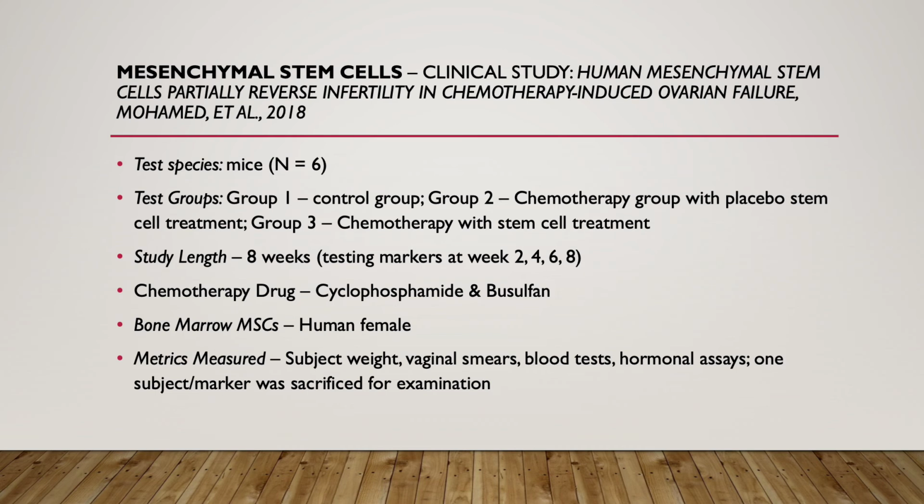The chemotherapy drugs that were used were cyclophosphamide as well as busulfan, which are both alkylating agent-containing chemotherapy drugs. The bone marrow transplanted into Group 3 of this study was collected from a human female. The metrics that were measured were subject weight, vaginal smears, blood tests, hormonal assays, and 1 subject was sacrificed at each time marker and was examined.